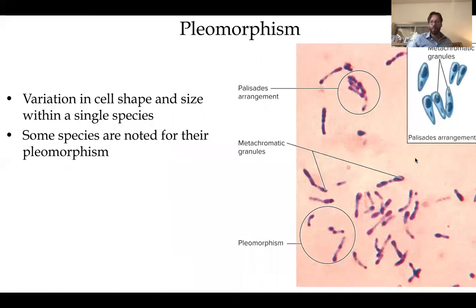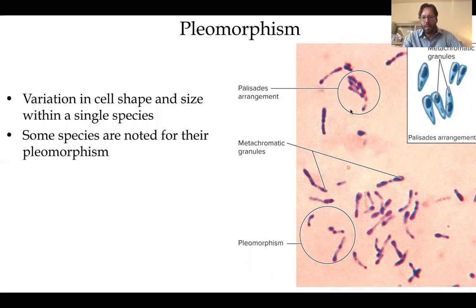Pleomorphism. We talked about that briefly on Wednesday when we were talking about the mycoplasma, right? Pleomorphism. That looks like it's spelled wrong. I think there should be an I in there. P-L-E-I. Anyway, pleomorphism means different shapes. So some bacterial cells can have more than one shape.